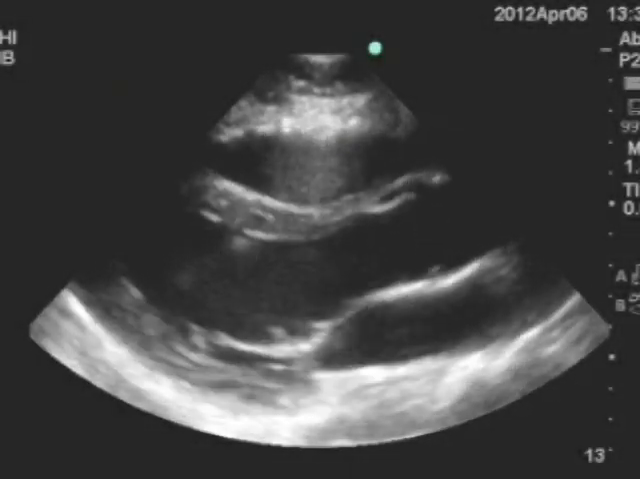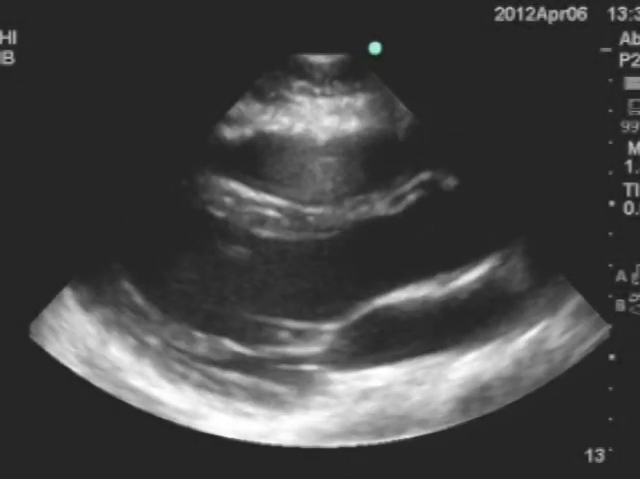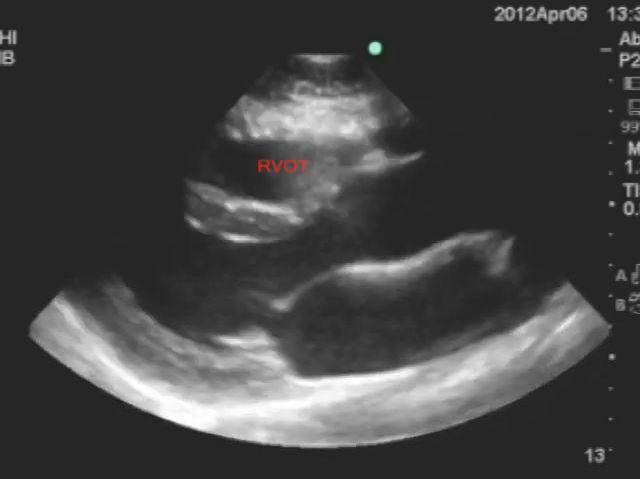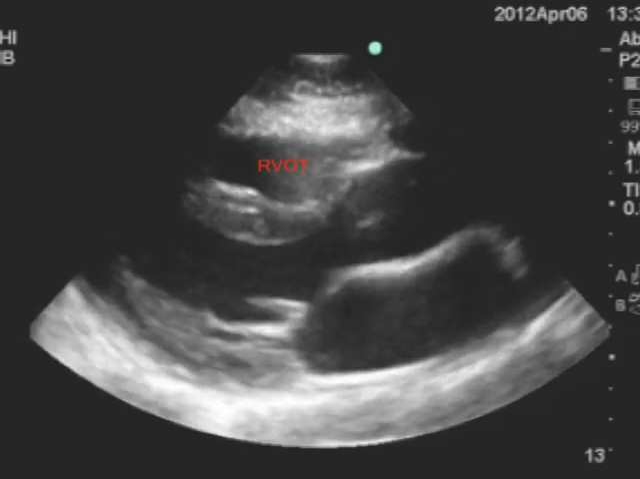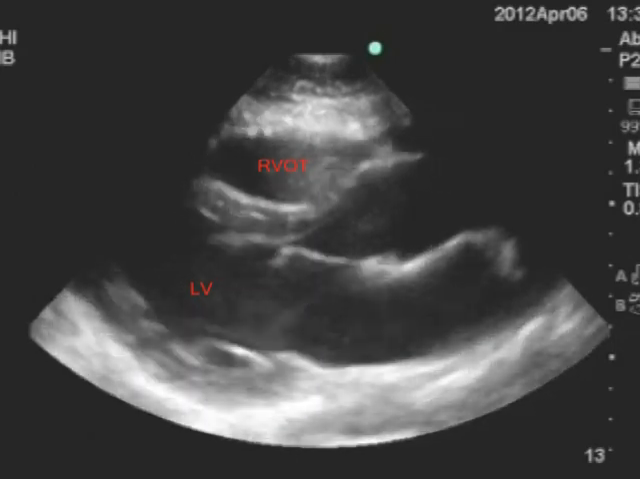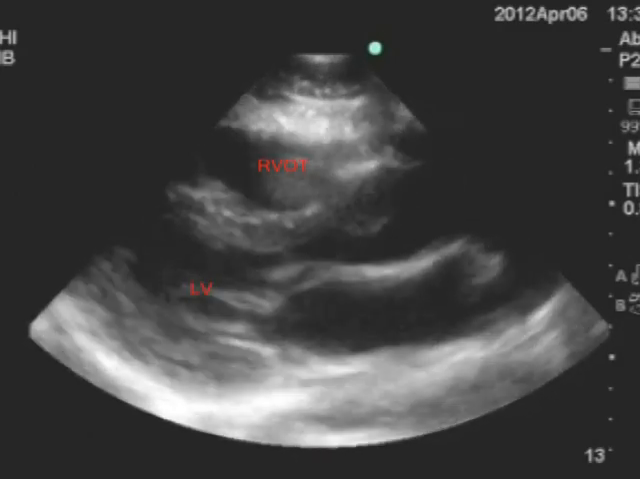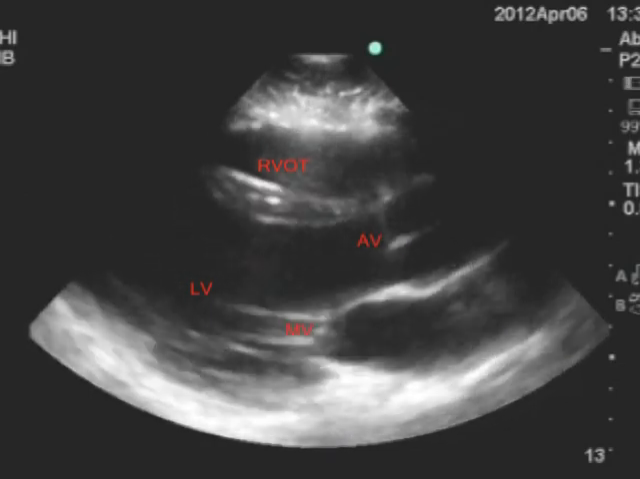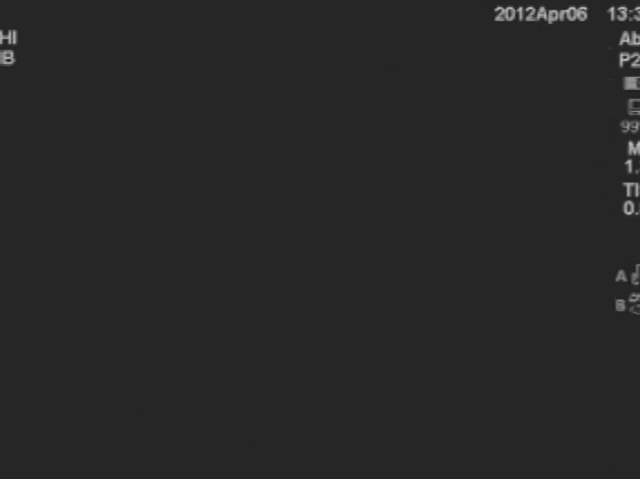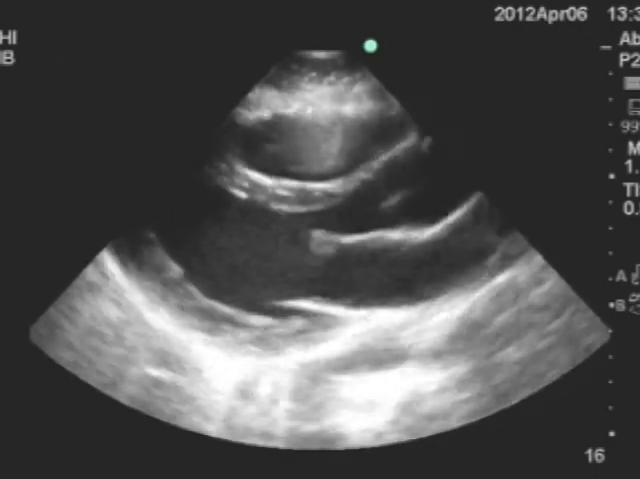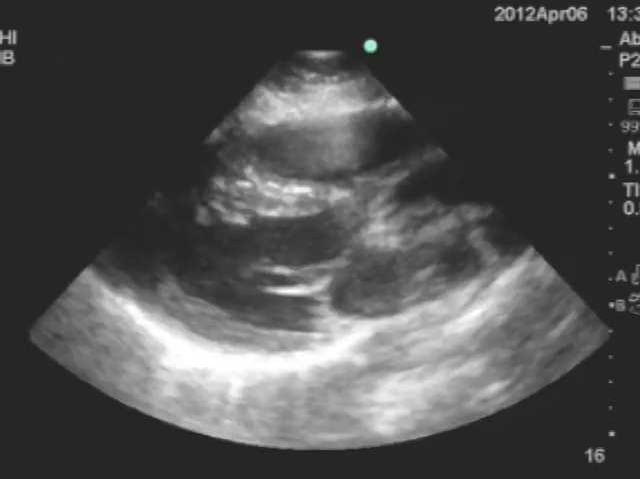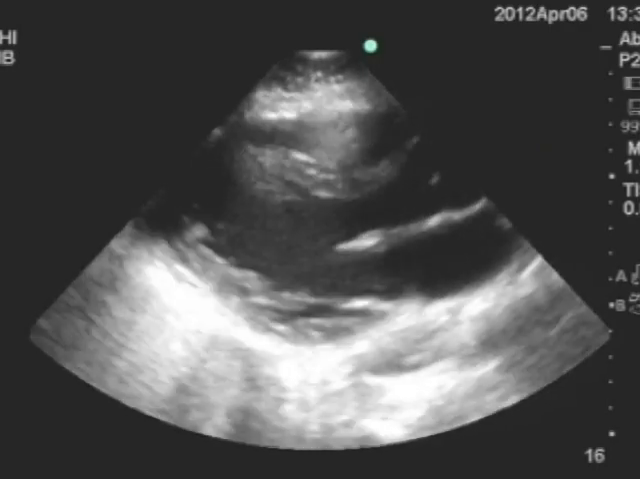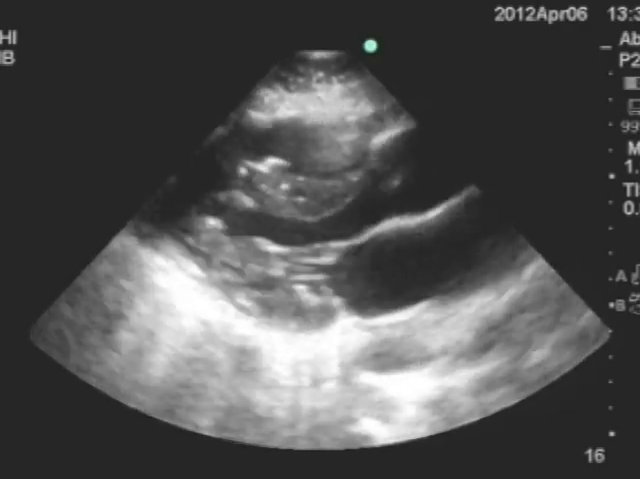In this view, we should be able to see at the top of the screen the right ventricular outflow tract. Below that, the left ventricle. The valves are mitral valve and aortic valve. The left atrium is visible. Looking somewhat deeper, we can see the descending thoracic aorta.